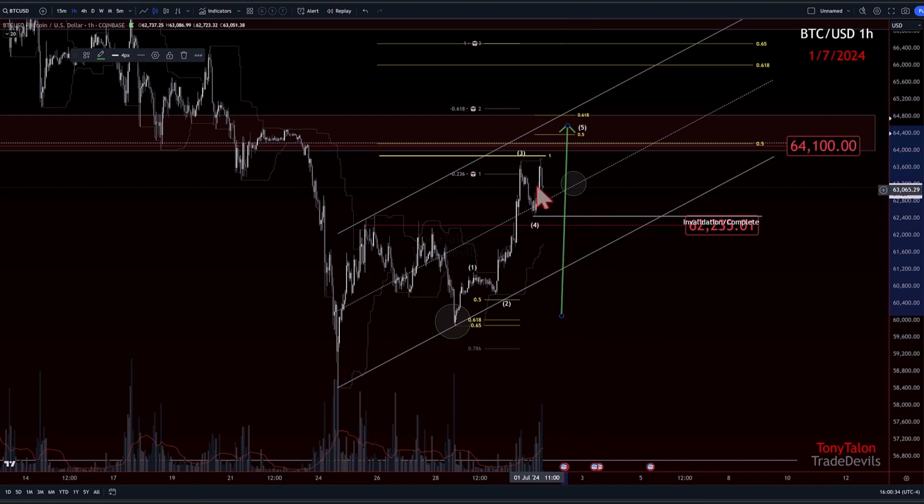But my next area of interest up would be the 64.5 to 65.5 area for a potential rejection and move down. I'm set either way. Those are my plans for now. But that's all I got on Bitcoin.